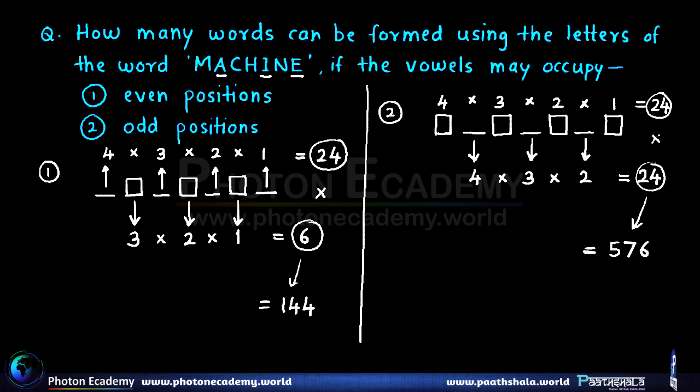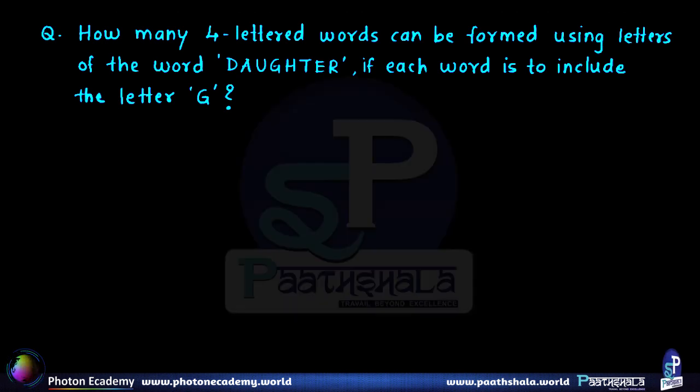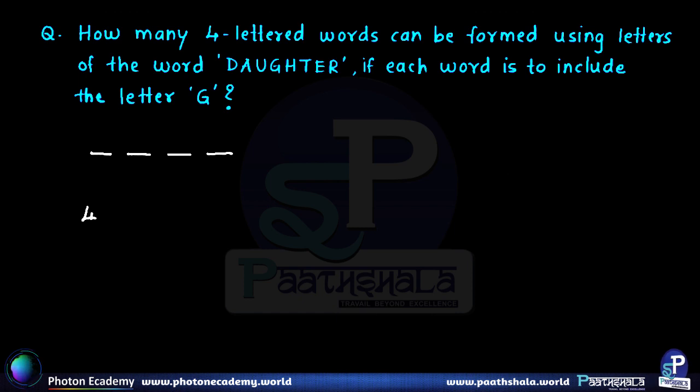Now let's move on to the next question. Here the question is asking how many 4-lettered words can be formed using the letters of the word daughter if each word is to include the letter G. Once again let us designate the 4 places. Now here it's given that the letter G has to be present in the 4-lettered word. So that means the letter G can occupy any one of the 4 positions. So we know that there are 4 ways to do this.